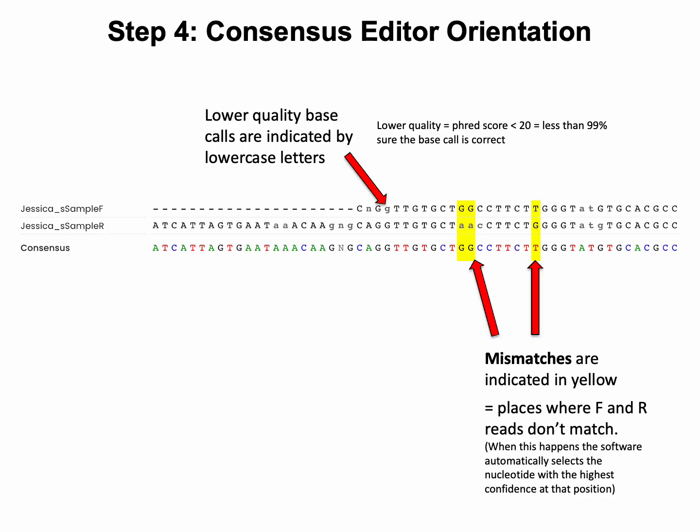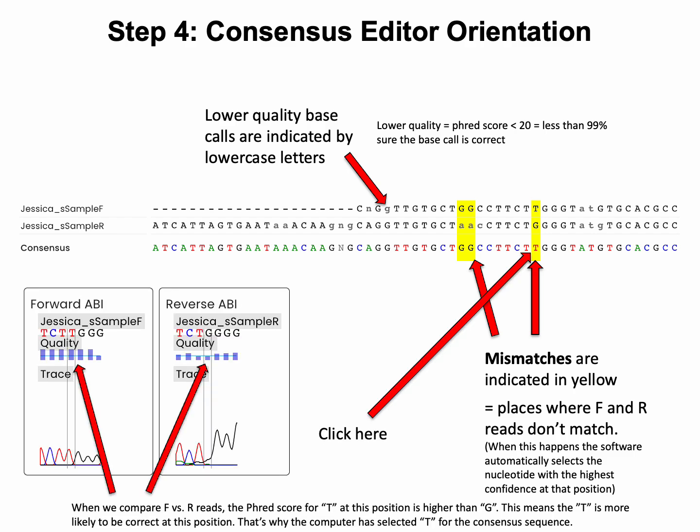You also might see highlighted regions. These indicate mismatches, or places where the forward and reverse reads don't match one another. For example, you can see those two highlighted G's are G's in the forward read, but A's in the reverse read. Typically when this happens, the software automatically selects the nucleotide with the highest confidence in that position, or the highest Phred score in that position. And if you were to click on any of those individual letters in the consensus sequence, you can actually look at the electropherograms and compare the quality of the calls at those positions to see which letter was selected.